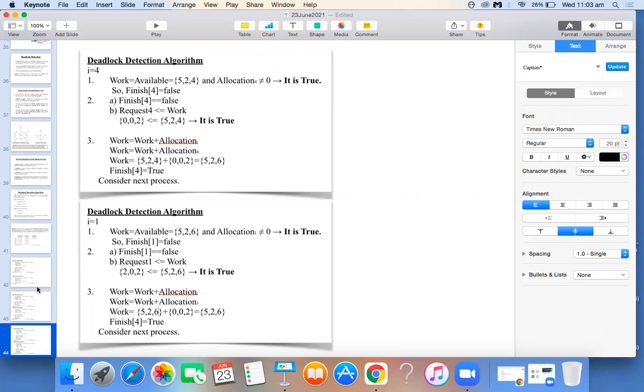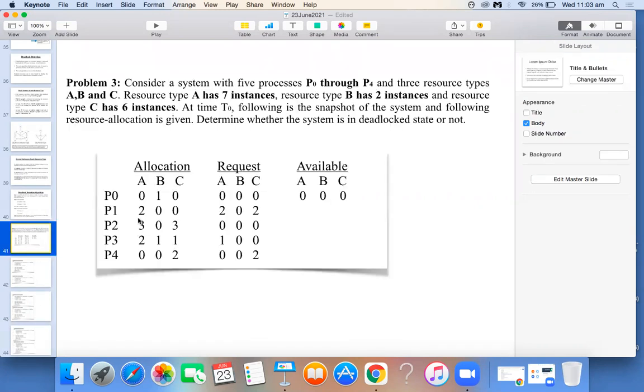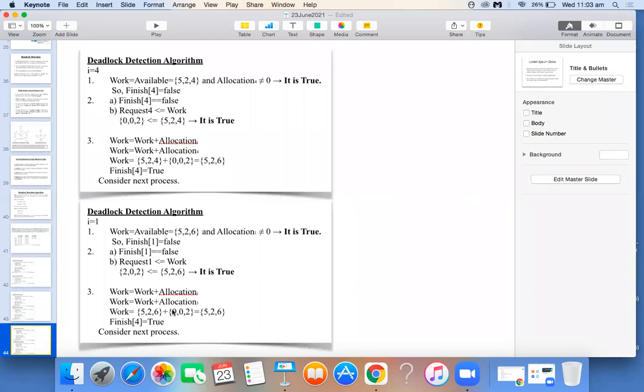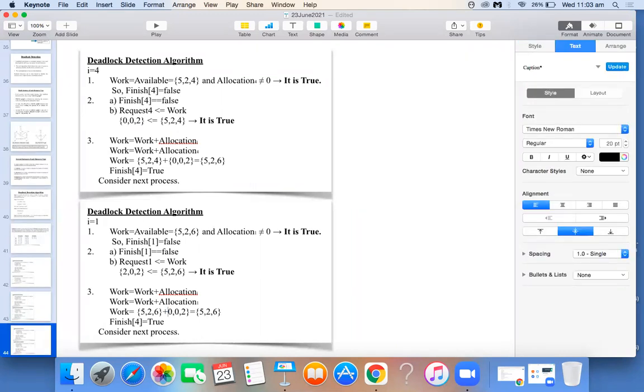Okay. So what is allocation of 1? 200. Correct. So use that one in your algorithm. So add it and tell me what you get. 726. 726.